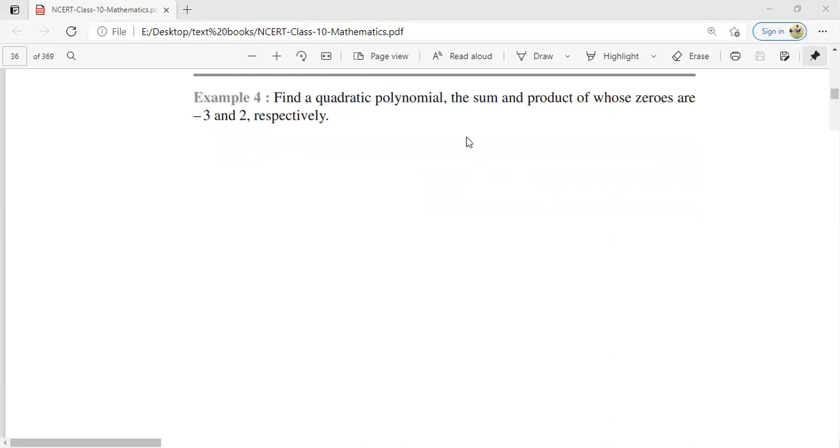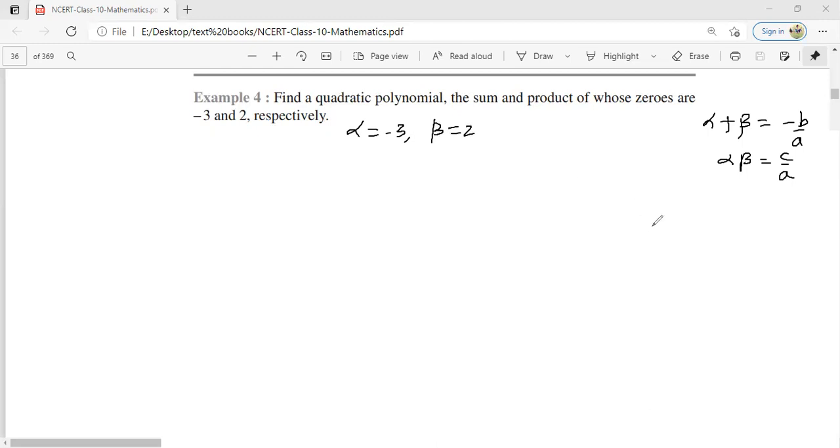So there is a formula. And we have seen one formula. Which formula have we seen? Alpha plus beta is equal to minus b upon a, and alpha beta is c upon a. But this works when you have a, b, c. Here we have not been given a, b, c. Here you have been given alpha as minus 3 and beta as 2.